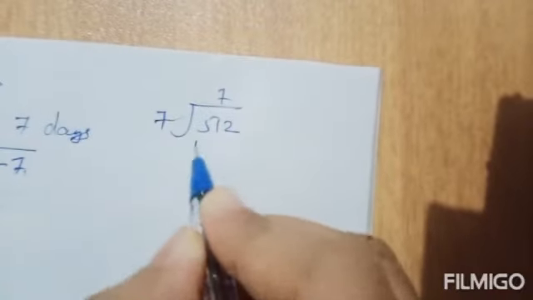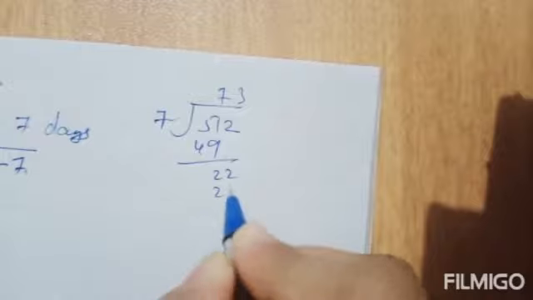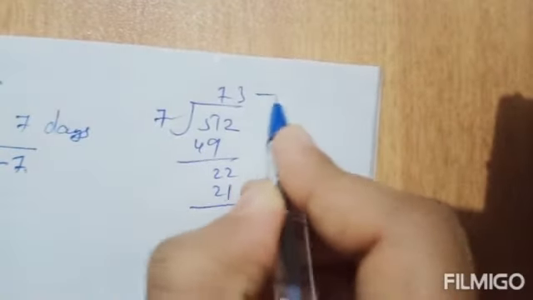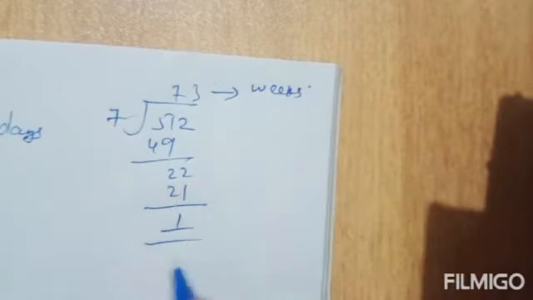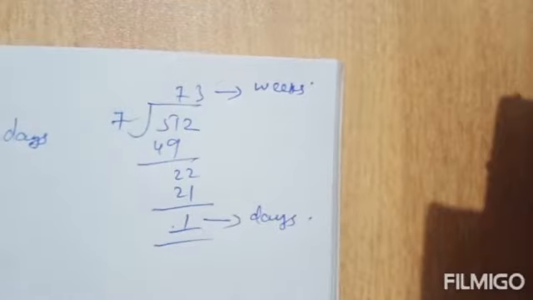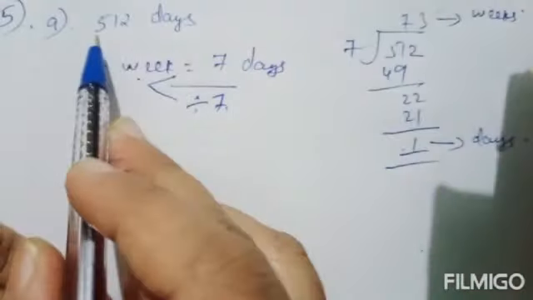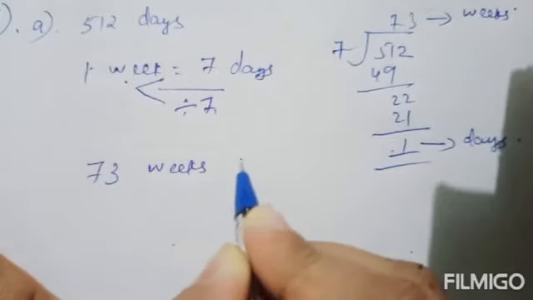What you will get? 7 into 7, 49. Here 22, 7 into 3, 21, remainder 1. So these many weeks will be there. Okay, and this remainder, these many days will be there. Okay, so 512 days, it is 73 weeks and 1 day.